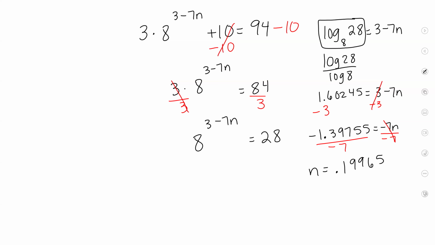N equals, and I got 0.19965. Now, if you wanted to round, say they said round to the nearest hundredths, what would you put? You'd be looking at this number for the hundredths. So yep, you just put 0.2. If they said round to the nearest 10 thousandths, then that would be 0.1997. This depends on what they tell you to round to.